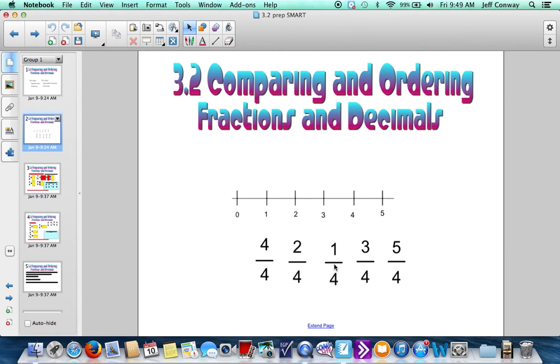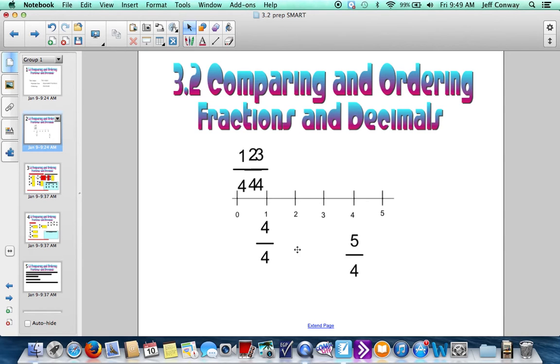Now, of course, 1/4 is the smallest, so 1/4 would go before all of the other ones down here. And then 2/4 is only a half, so it would go in here. And then 3/4 would go in here. And 4/4 is 1 whole, so it would go on 1. And then 5/4 is more than 1, as it's an improper fraction. All improper fractions always give us at least a 1 whole number, which would fall in there.